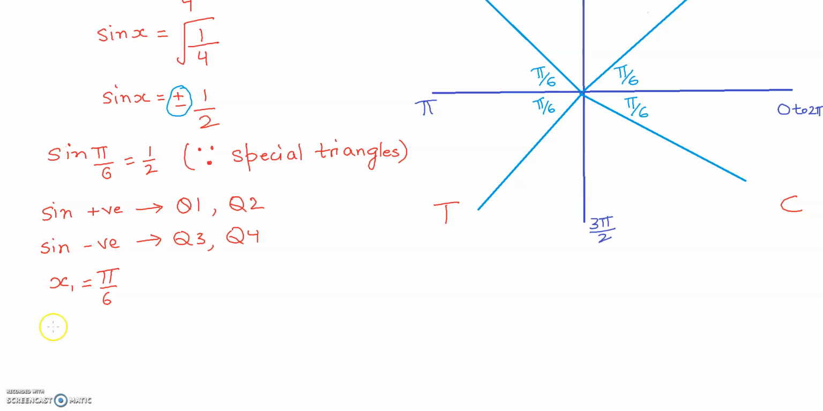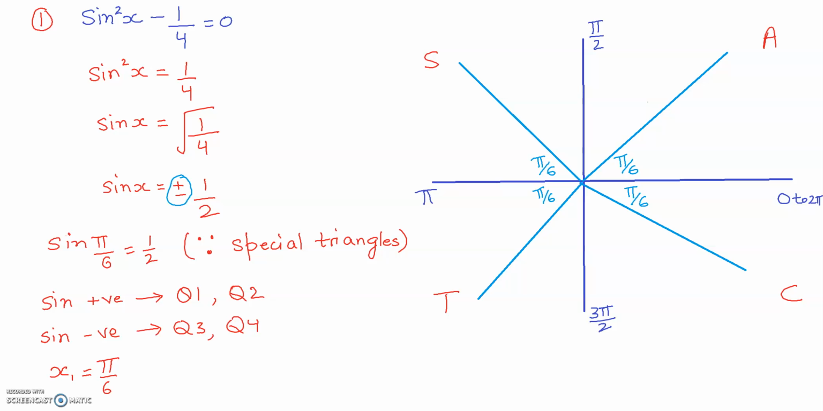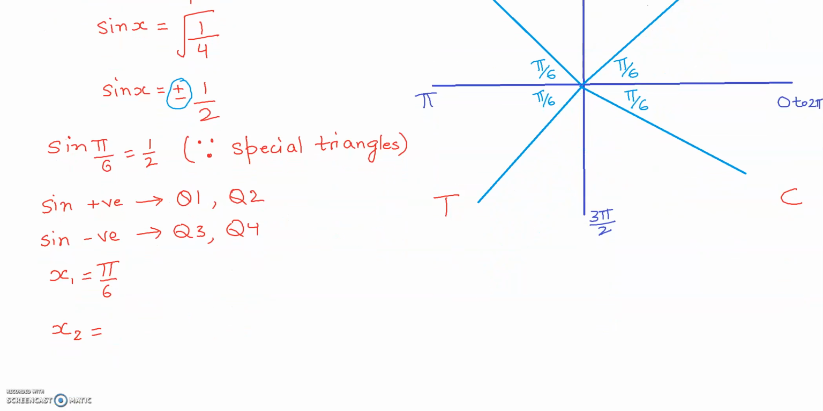The second value of x, which is x2: I can look here. In the second quadrant, we go from pi over 2 to pi, so I will subtract from pi. So pi minus pi over 6, and I can show you all the steps. I will take the LCM first, so the denominator is the same now, which is 6. So I can say 6 pi minus pi, which is 5 pi over 6. So that is the second value of x.